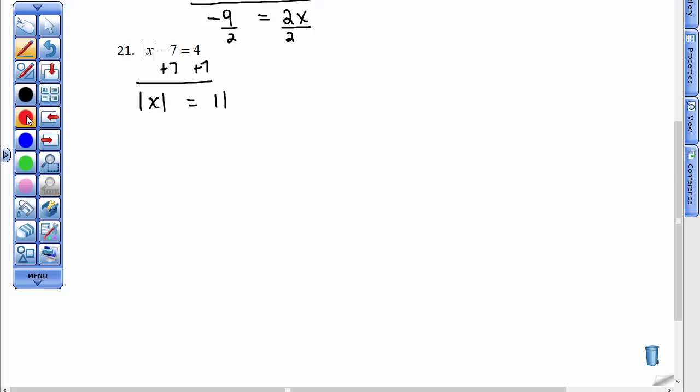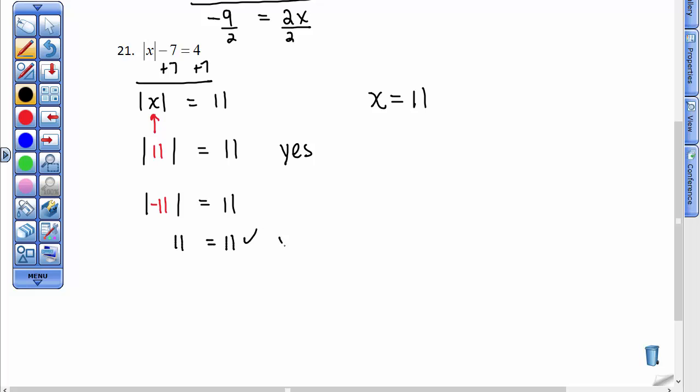Well, let's see. What could x be? Could it be 11? Can you put an 11 inside there, and is the absolute value of 11 equal to 11? Yes. So x could equal a positive 11. But could x be a negative 11? Could you put a negative 11 inside of that bracket and still have a true statement? What's the absolute value of a negative 11? It's 11. And you have another true statement, yes. So x can be both 11 and a negative 11 in this problem.